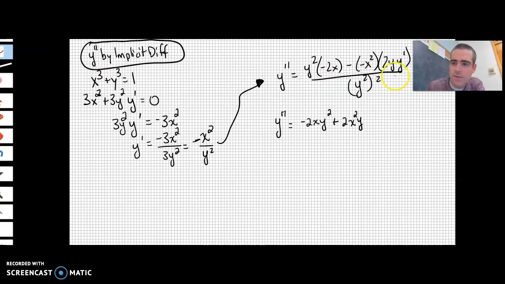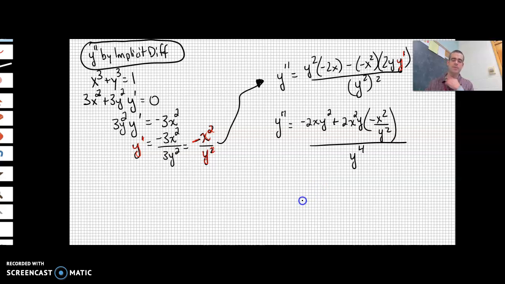And now, instead of writing my y prime, it is the same thing I solved for over here. This is y prime, isn't it? So when I rewrite this thing, especially if this is a multiple choice question, the answer is going to require that I rewrite in terms of just x and y. So this is going to be 2x squared y times negative x squared over y squared. That whole thing is going to be over y to the 4th.